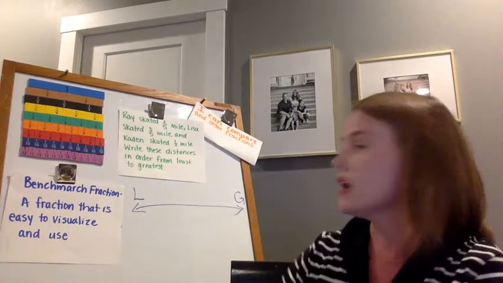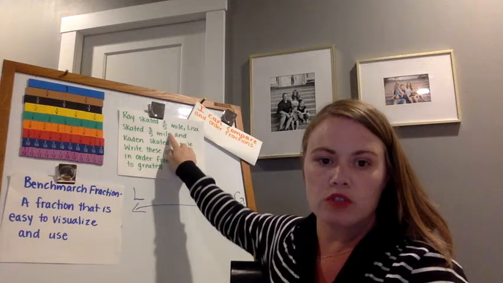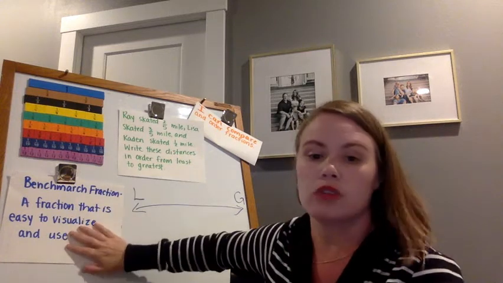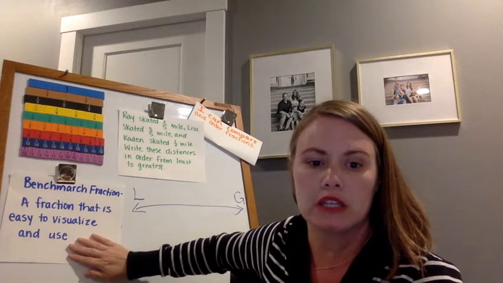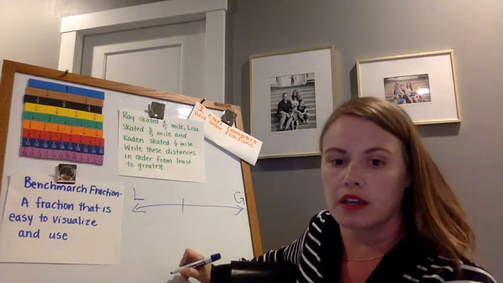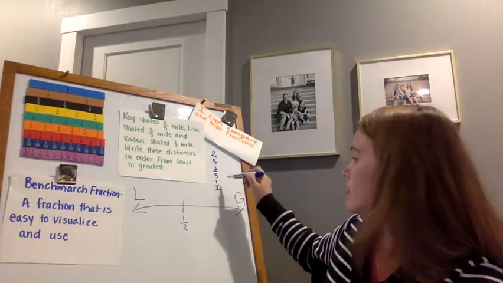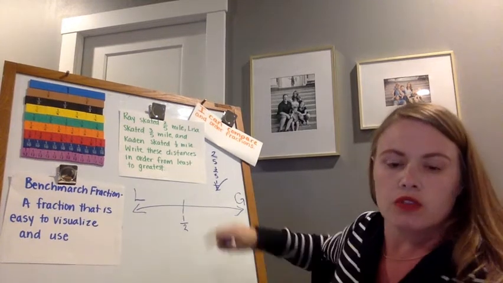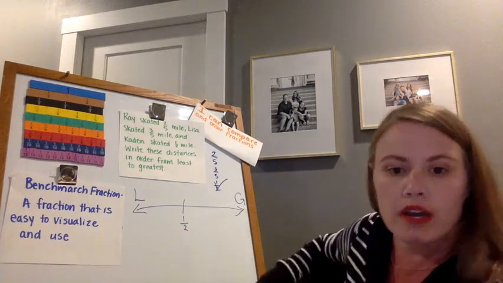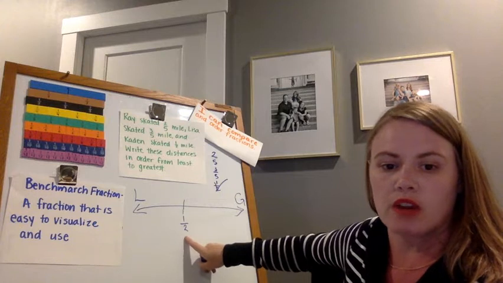Right away, if you look at this problem, we have a benchmark fraction in this problem. I have 2/5, 3/5, and 1/2. And I told you that the benchmark fraction that we'd be using is 1/2. So I can place 1/2 on here. All right, so I've already used 1/2, so I can check that off. Then I need to see on a number line where 2/5 and 3/5 would fall in comparison to the benchmark fraction 1/2.